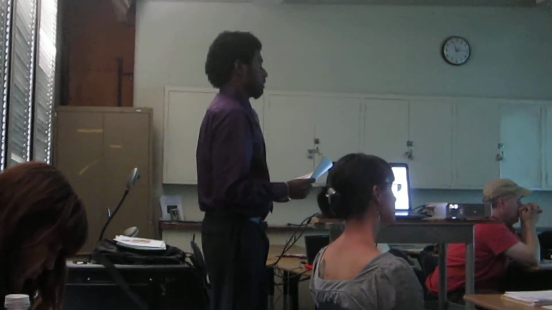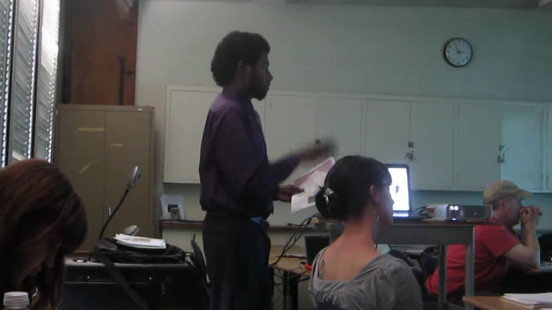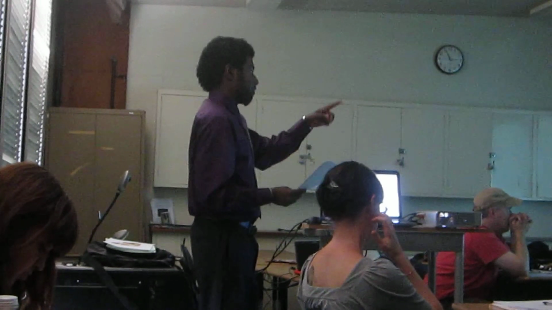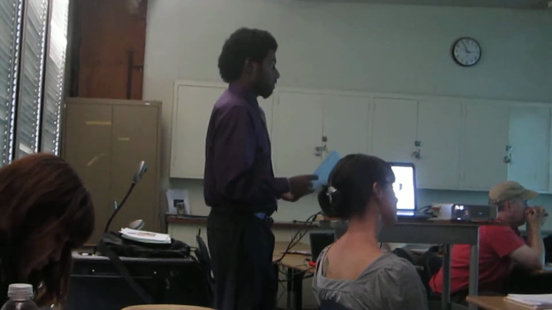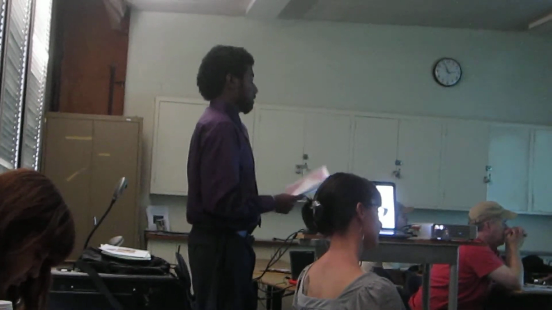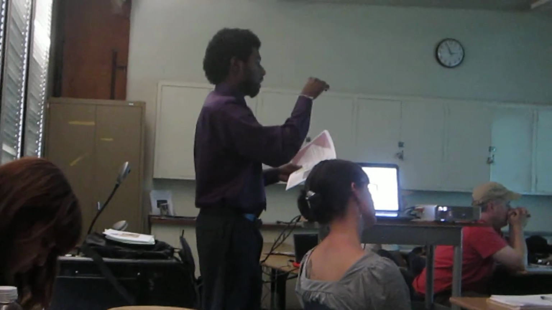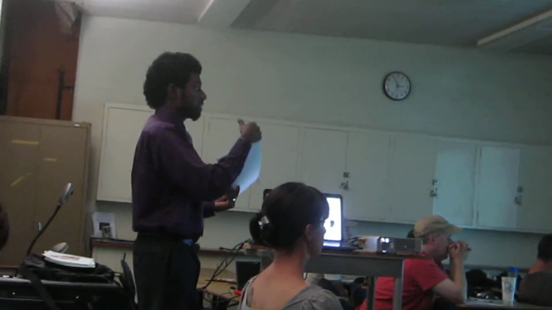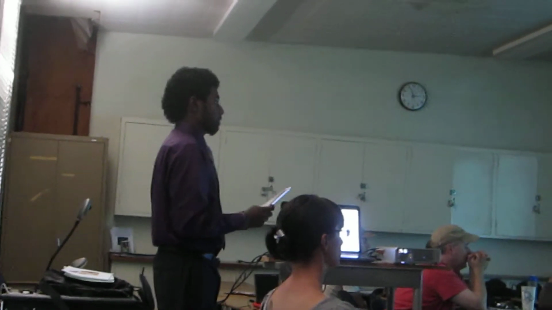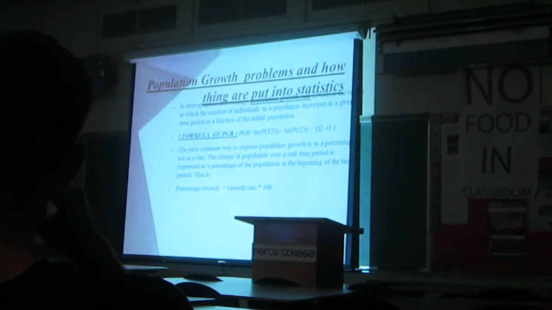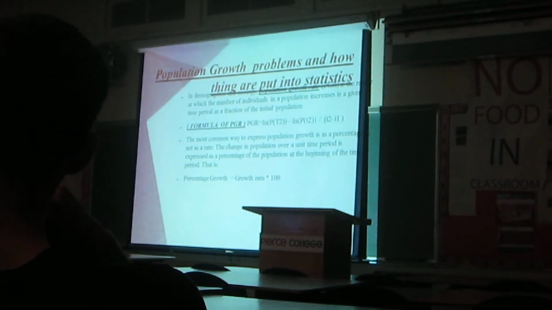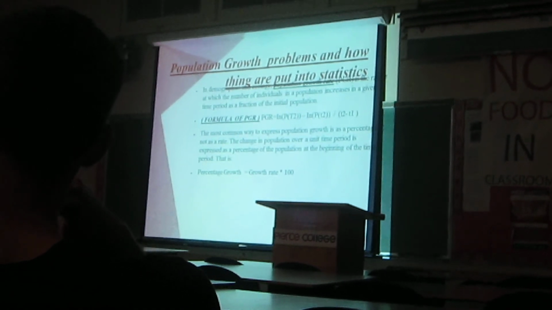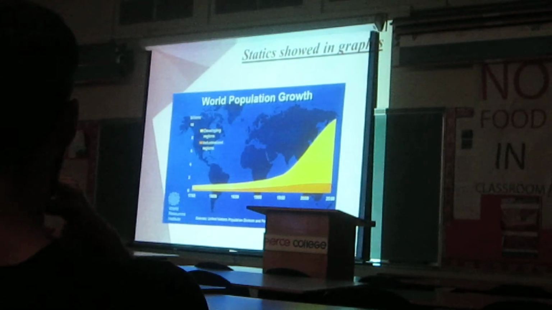That's also the PGR formula. You could use it to calculate the rate of population growth. The one I showed you previously is a formula, but we can't use it as regular people because we don't know much about it. But this one is the one we could use. And that's a graph showing the world population growth.